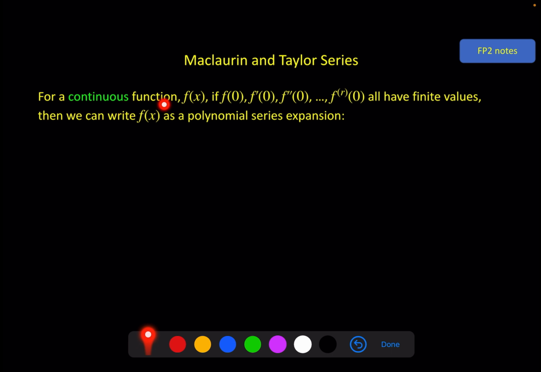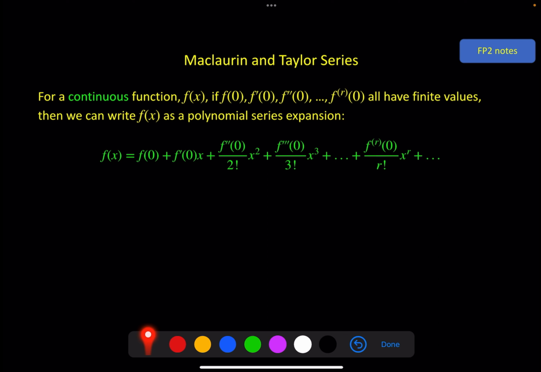For a continuous function, and it must be continuous, f of x, if the derivatives and the original function can all be evaluated at 0, another way of saying that is that they all have finite values, so there's no problem putting a 0 in any of these. We're not going to divide by a 0, for example. If that's true, then that function can be written as a polynomial series expansion like this, where the function is equal to the function itself evaluated at 0 plus its first derivative evaluated at 0 times x, second derivative evaluated at 0 divided by 2 factorial times x squared, and so on, and here's the general term here, and it keeps going. This is Maclaurin's series expansion for f of x.